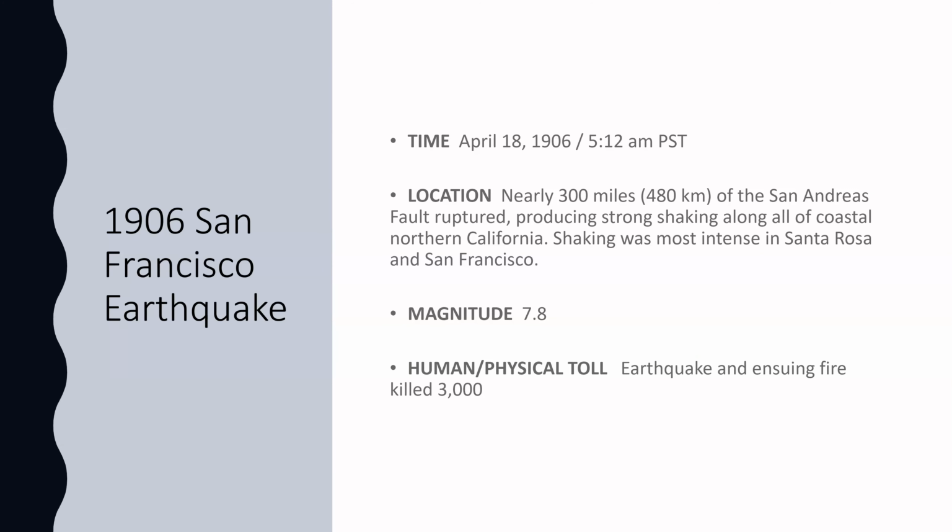So let's talk a little bit about the 1906 San Francisco earthquake. This happened on April 18th, 1906 at 5:12 in the morning. It was a magnitude 7.8, and nearly 300 miles of the San Andreas Fault ruptured. So it produced very strong shaking along coastal Northern California and was most intense in Santa Rosa and San Francisco. The earthquake not only generated massive ground shaking, but it also ensued some fires and it killed approximately 3,000 people.